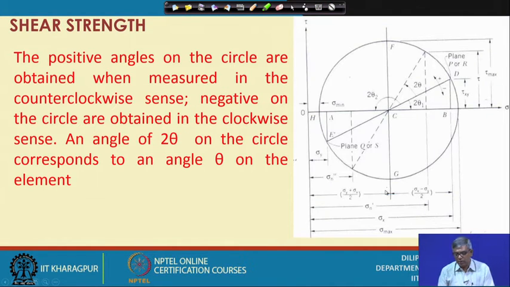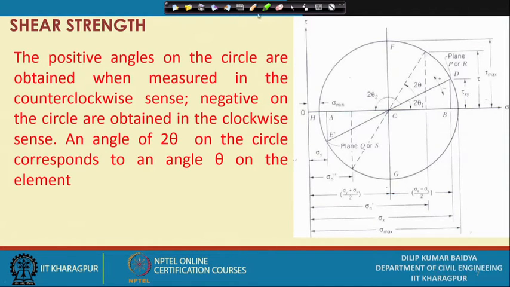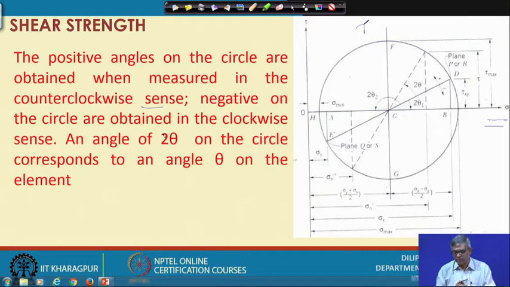Now, I can show you that this is a Mohr circle, this is the sigma direction and this is the tau direction. A number of things can be shown here. You can see the positive angles on the circle are obtained when measured in the counterclockwise sense. That is also another important thing. When the plane is rotating counterclockwise, theta is taken as positive, and if it is in the clockwise direction, theta will be taken as negative.